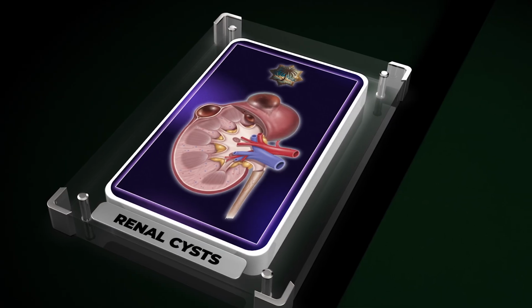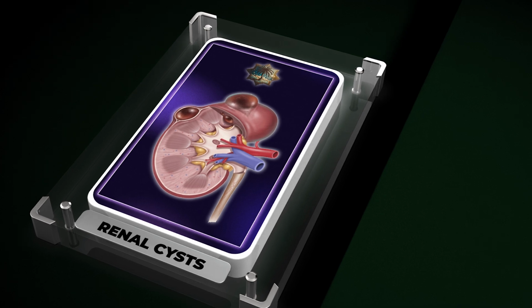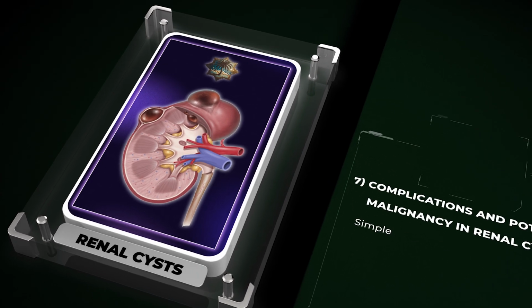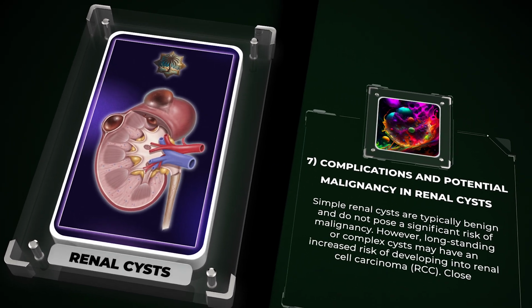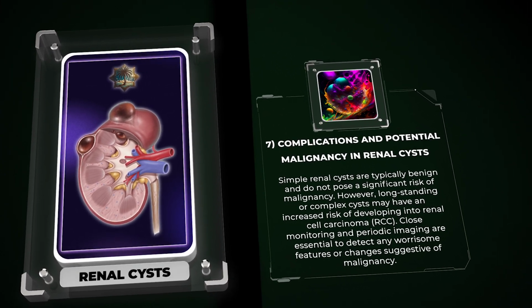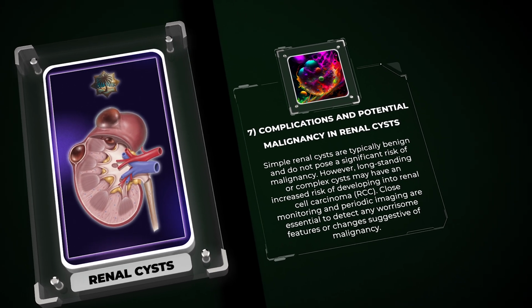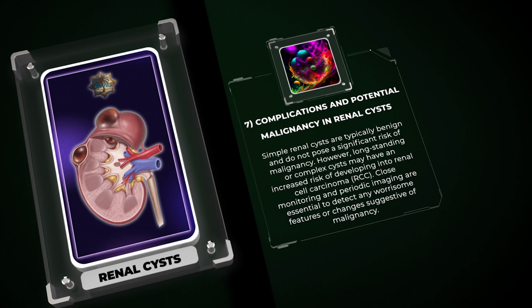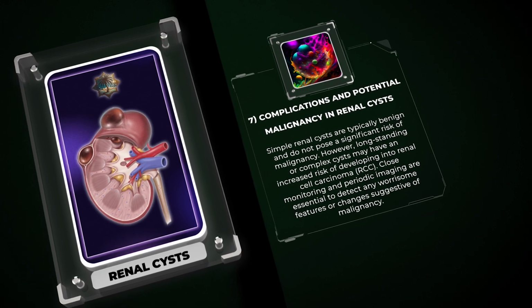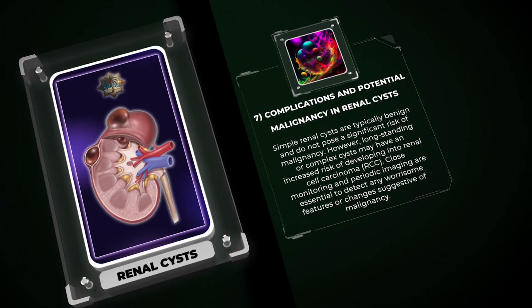Simple renal cysts are typically benign and do not pose a significant risk of malignancy. However, long-standing or complex cysts may have an increased risk of developing into renal cell carcinoma, RCC. Close monitoring and periodic imaging are essential to detect any worrisome features or changes suggestive of malignancy.